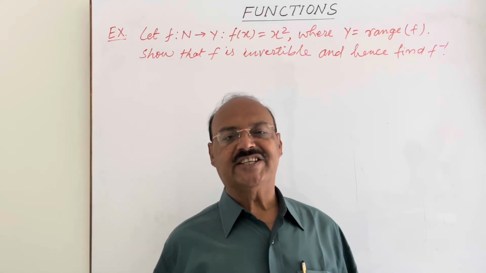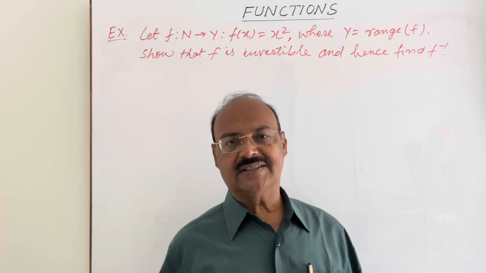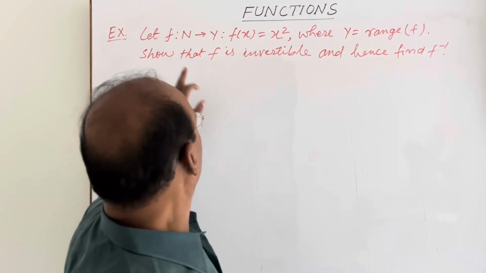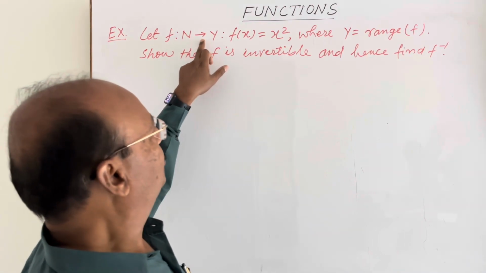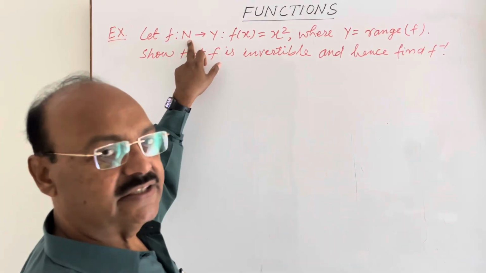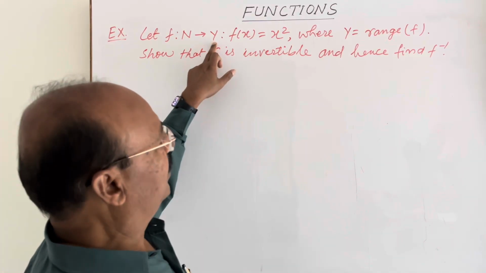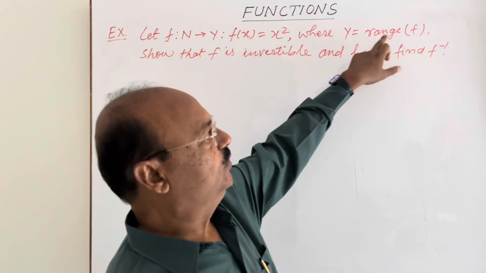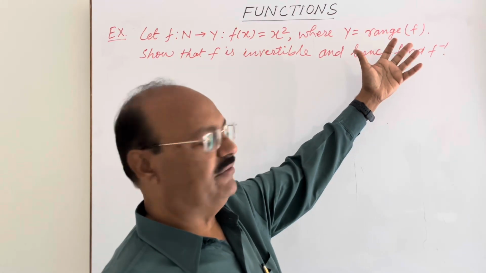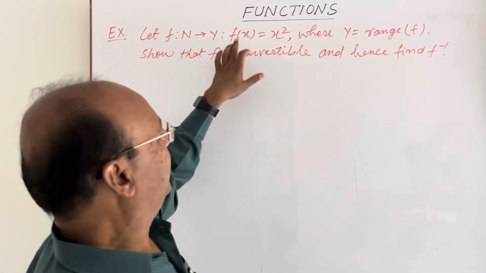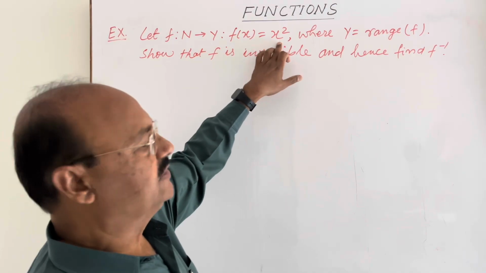Let us see an interesting question from the chapter functions. Here the question is, let f be a function defined from N to Y. N is the set of natural numbers and Y is the range of this function. Y may be any set that is not described here, okay? And this is defined as f(x) is equal to x square.